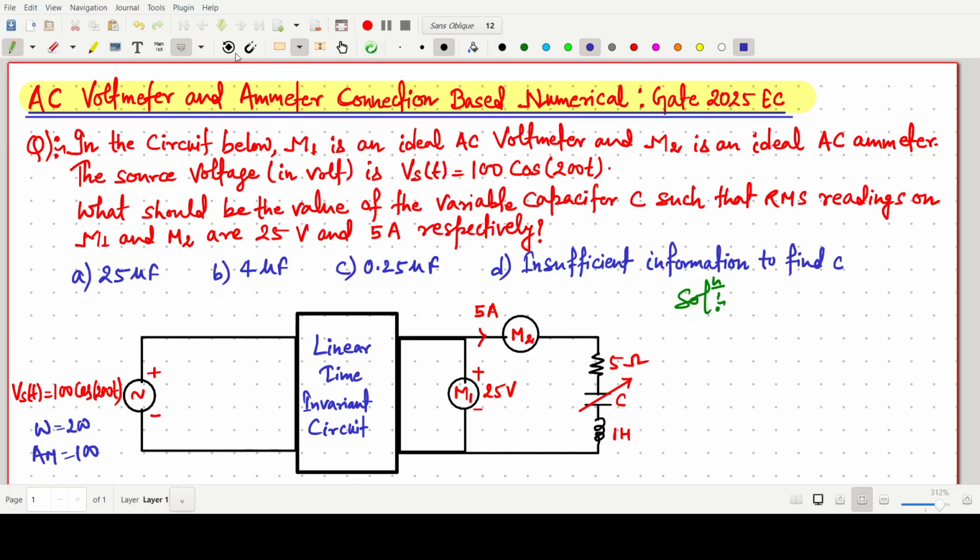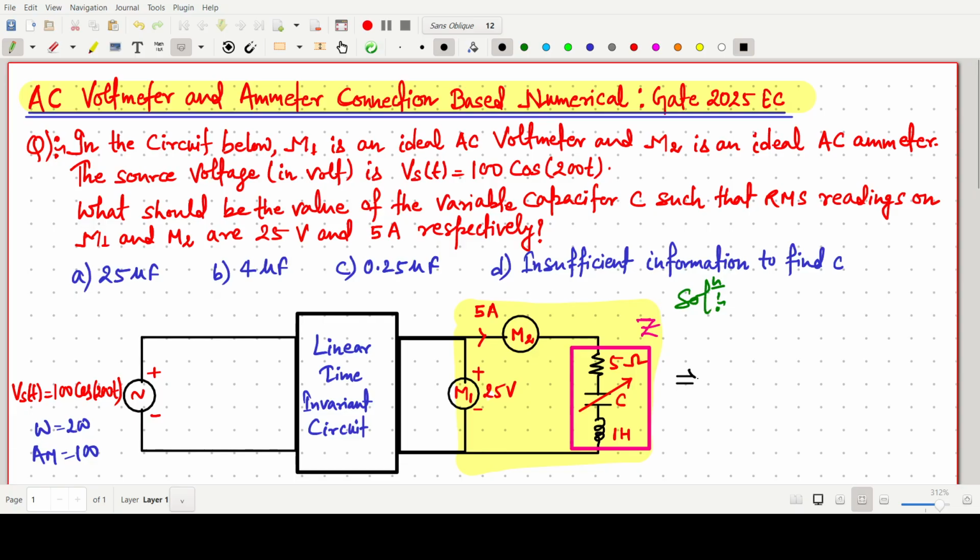For this purpose, I am taking this part and considering it as an impedance, say Z. If we modify the circuit, initially we are thinking only about this part of the circuit, this yellow part.